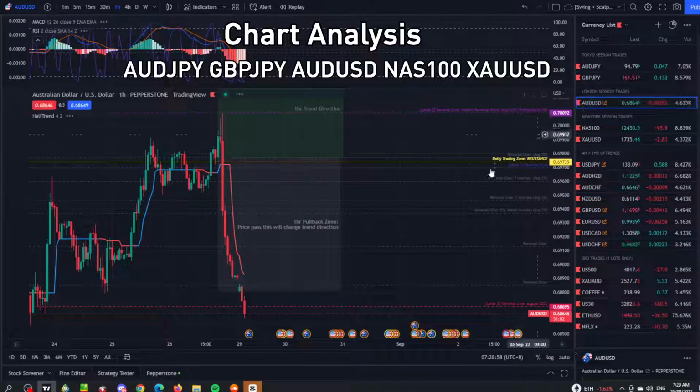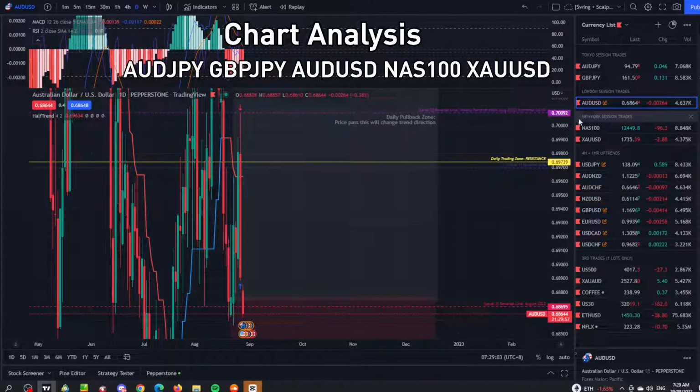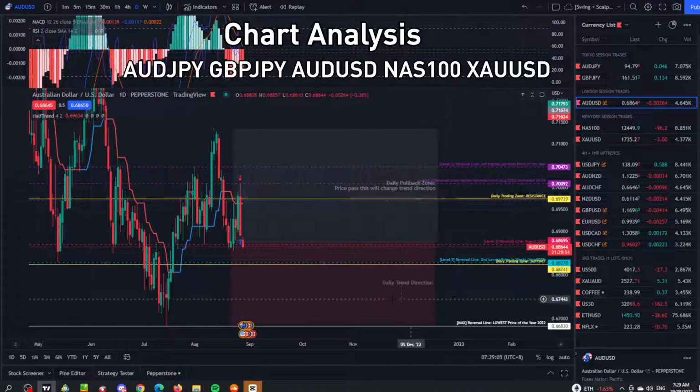Okay. Now the Aussie dollar. Let's see what happened. Oh, damn, it did drop a while ago. So on the daily, we said that it's on a downtrend.